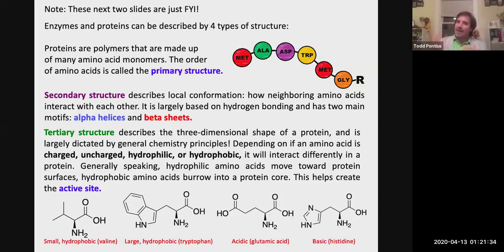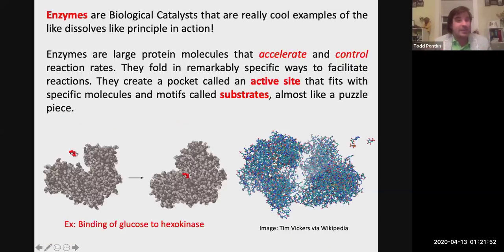So basically, these proteins will fold such that the hydrophilic sides, the ones that want to interact with water, will be on the outside. They'll form this active site, more on that in a moment, that will be on the outside, and then the hydrophobic side will burrow itself into a core. And we get these really precise shapes, these remarkable shapes that form these pockets that very specifically hold on to very specific molecules or motifs.